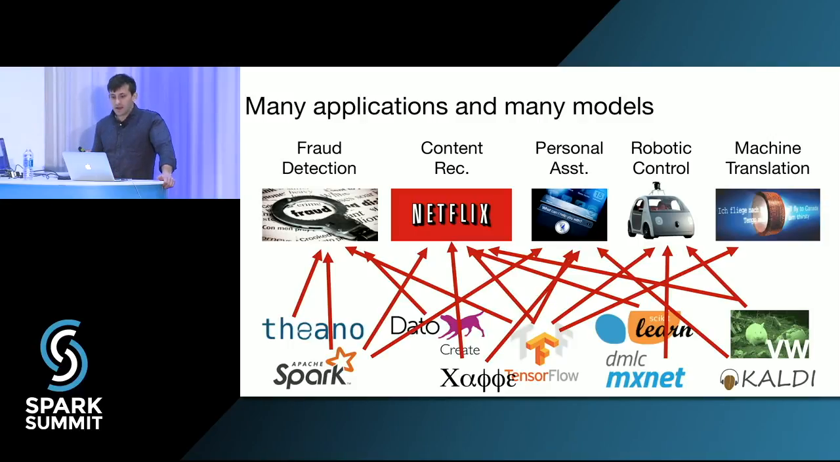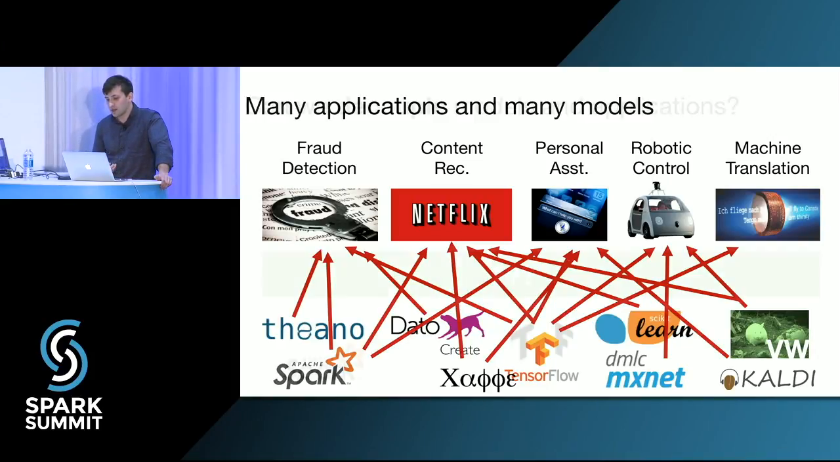And so we have lots of applications and lots of models, and we have this many-to-many dependency that leads to these brittle, ad hoc deployments and really raises the barrier to entry for creating machine learning applications and for iterating on them the way that data scientists want to.